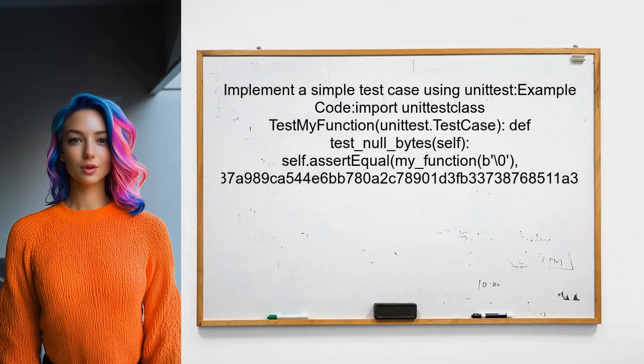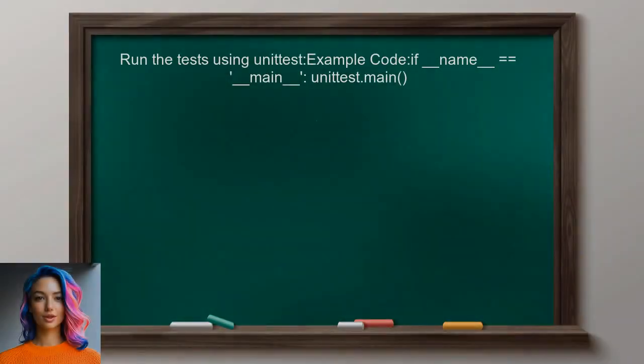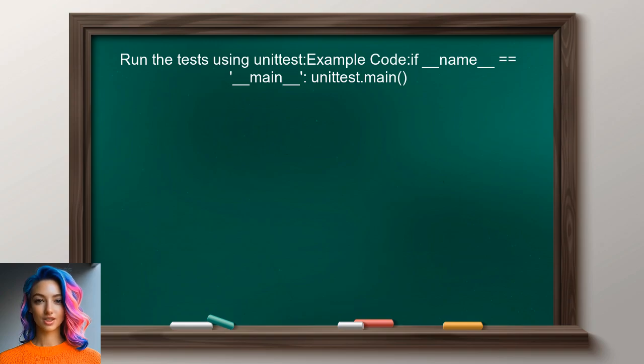The user can implement a simple test case using unittest. They should import the unittest module and define a test class that includes a method to test the function with null bytes. Finally, the user can run the tests by calling unittest's main function. This will execute the test cases and confirm that the function behaves as expected, even with null bytes.